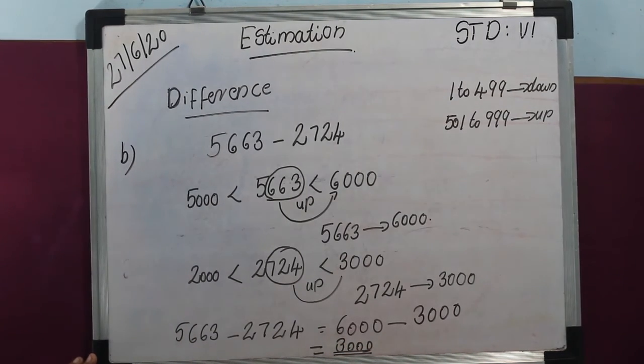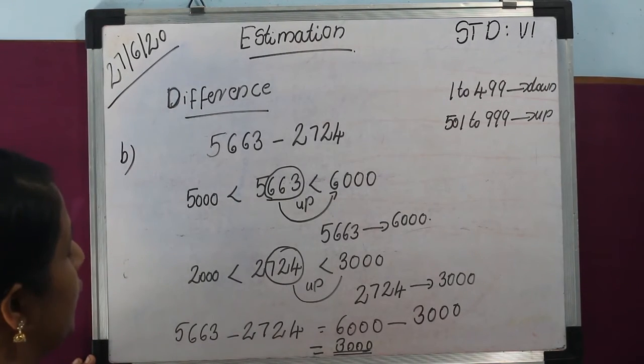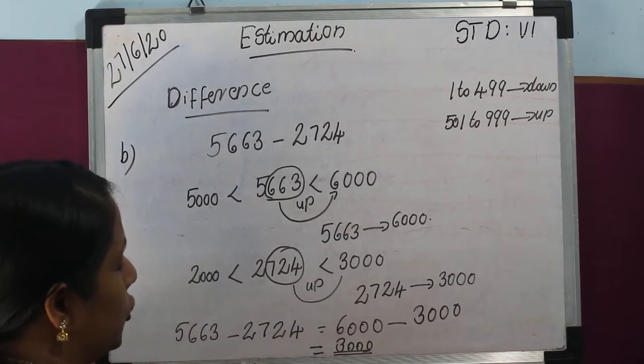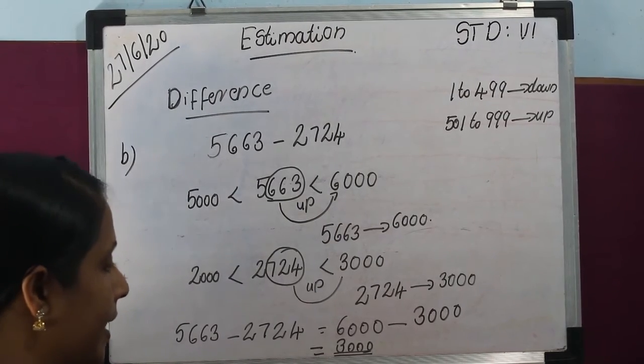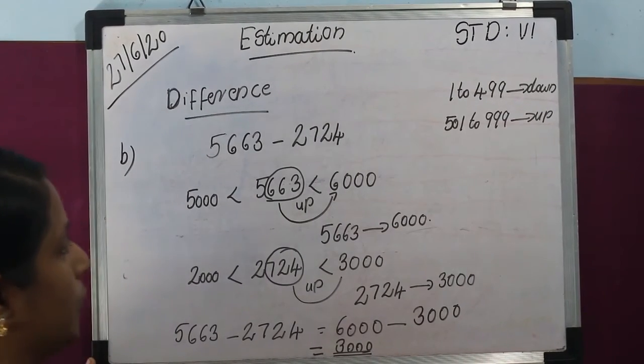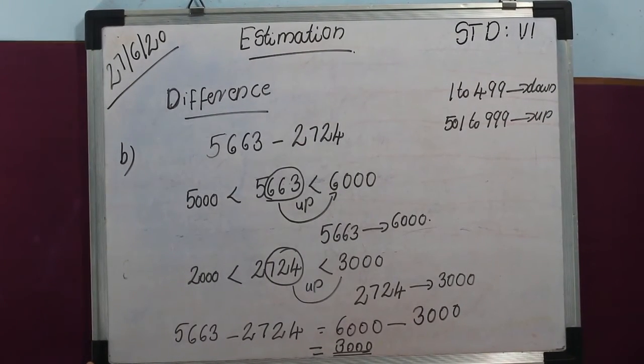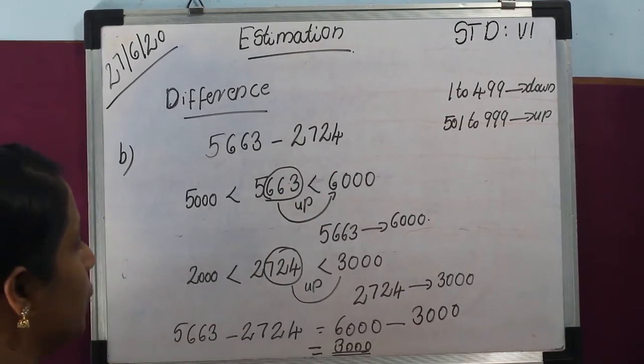Then we get the estimated difference. The estimated difference of the numbers 5663 minus 2724 is 3000. Okay. Once more, the given number is 5663 minus 2724.